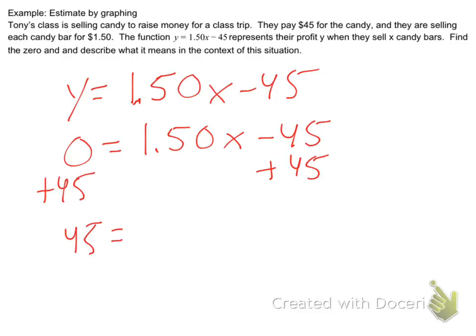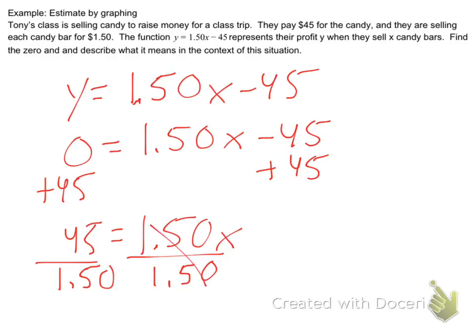So 45 is equal to 1.5x. Gus, what do we do now? Yep, divide by 1.50, or just 1.5, really. So I get x equals what? What do I get? Is it 30? So I get 30. The 0 of the problem is 30.